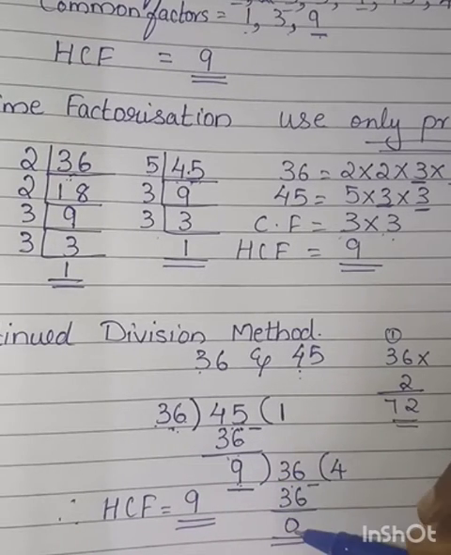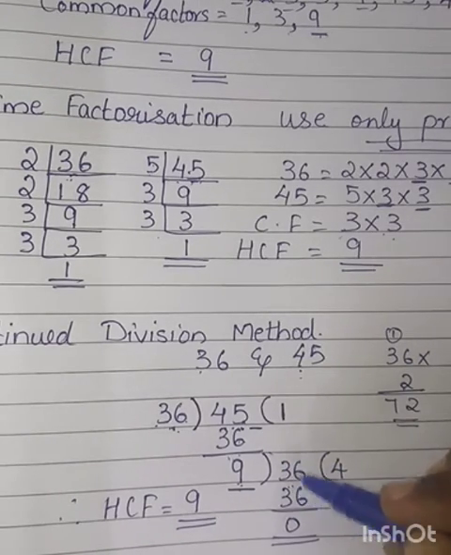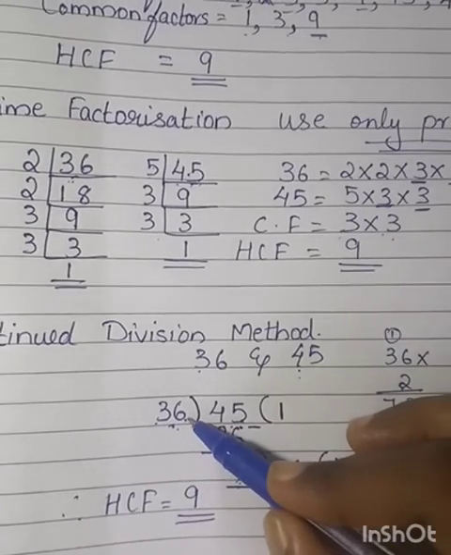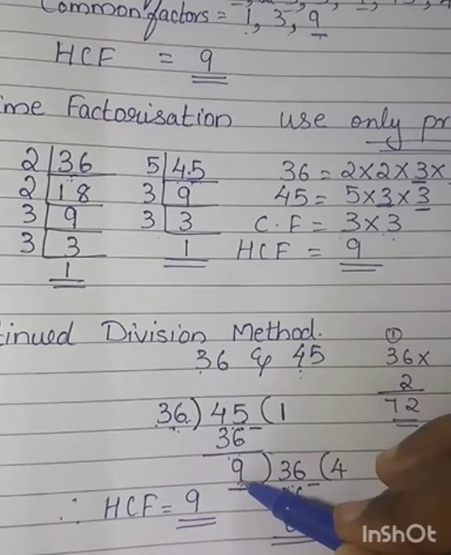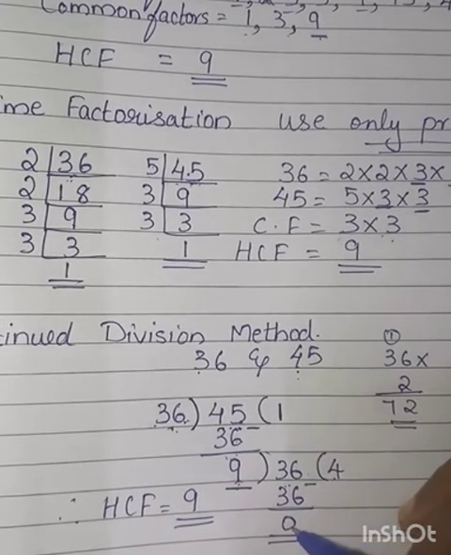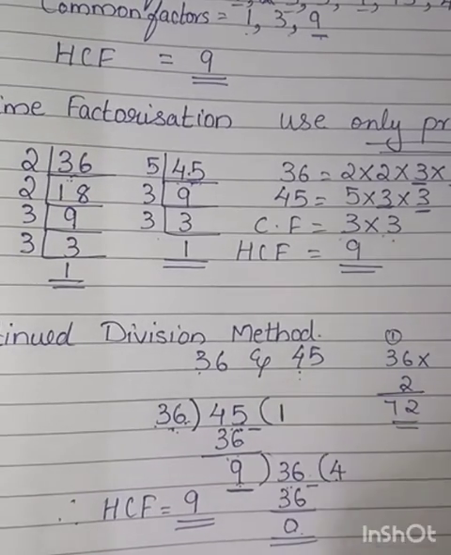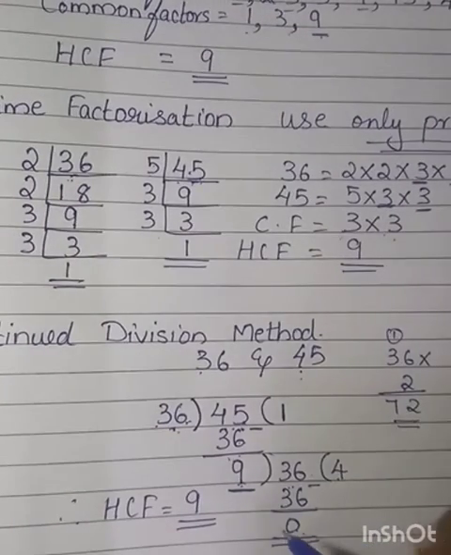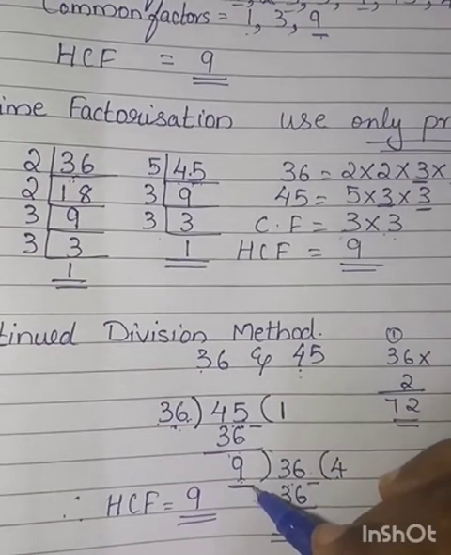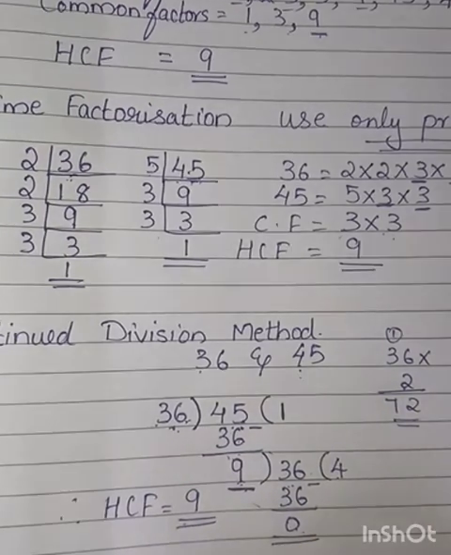Then in order to continue the division, the name itself is continued division, we will take the previous divisor and then divide it with the remainder. So 36 divided by 9. So we got 4 times and we got the remainder as 0. So once we got the remainder as 0, the HCF will be the last divisor. Maybe it will be continuing, but the HCF will be the last divisor of that division. So here our last divisor is 9. So the HCF is 9.